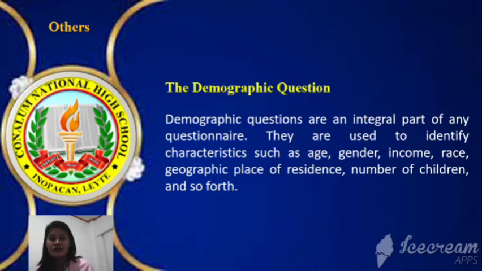If you are going to have a resume, there are demographic questions there, and you have to fill out the information needed. Some of the information are again the age, the gender, the income, the race, the geographic place of residence, the number of children. That is a demographic question. That's easy to understand.